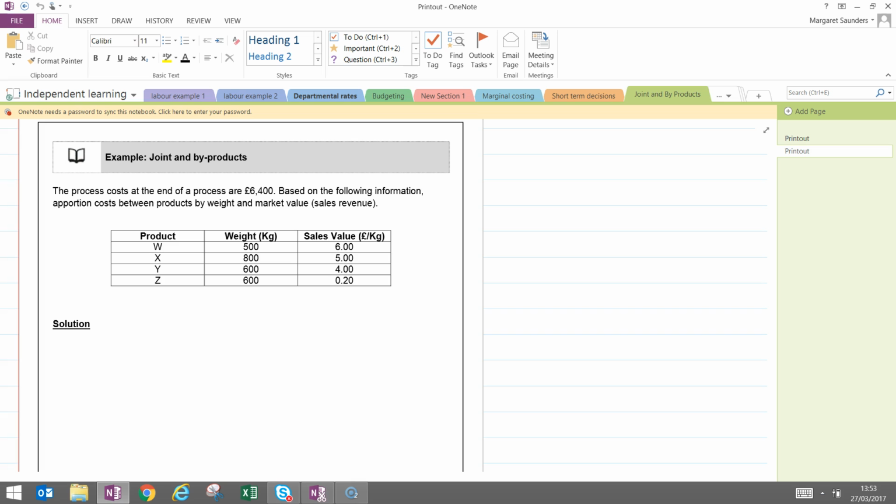Now, if we consider the definition of a byproduct and a joint product, a byproduct has an insignificant sales value. So looking at these four products here, W is valued at £6 a kilo, X is £5 a kilo, Y is £4 a kilo, and Z is 20 pence a kilo. So in comparison with the other products, Z has an insignificant sales value and is therefore treated as a byproduct. So Z is a byproduct.